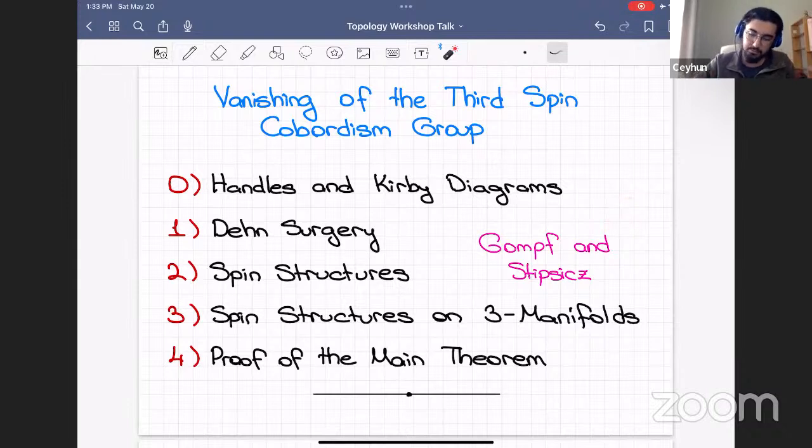This theorem has many proofs, of course, with different approaches. This specific approach uses links and knot theory and Kirby calculus, and can be found in Gompf and Stipsicz's book. So today, here's the game plan. First we're going to talk about handles and Kirby diagrams just to have some background, and then Dehn surgery, which is a way to create new three manifolds from old ones using knots. Then we're going to talk about spin structures, which is the main structure that we want to understand in this theorem, specifically spin structures on three manifolds. And at the end, we will have all the tools necessary to prove this theorem.